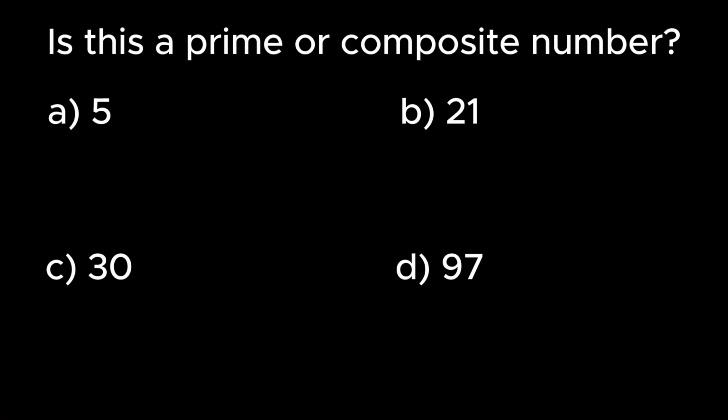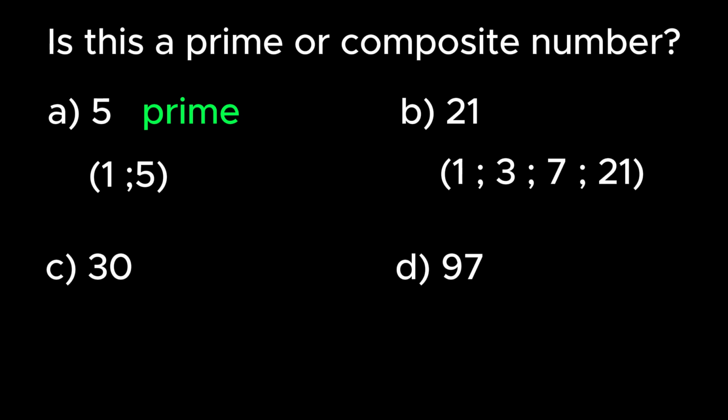Test time. Is this a prime number or a composite number? 5 only has 2 factors, 1 and 5. Therefore, it is a prime number. The number 21, we have 1 times 21, 3 times 7. 21 has more than 2 factors, so it is not a prime number. It is composite. Composite numbers have more than 2 factors.